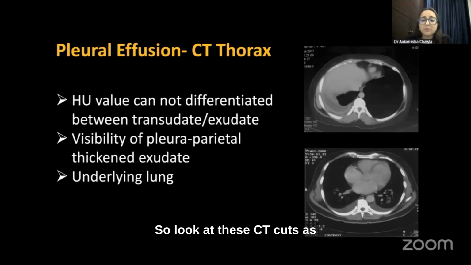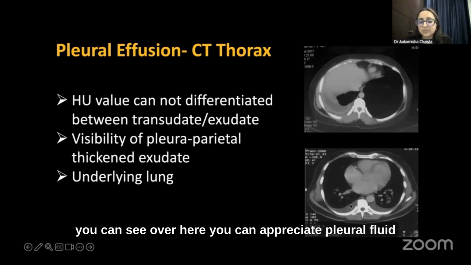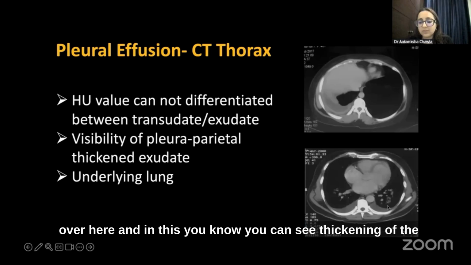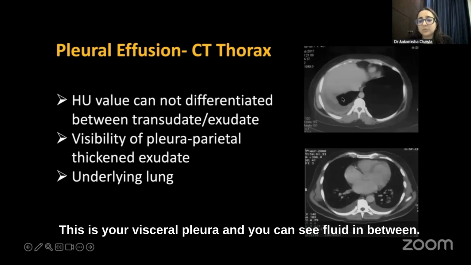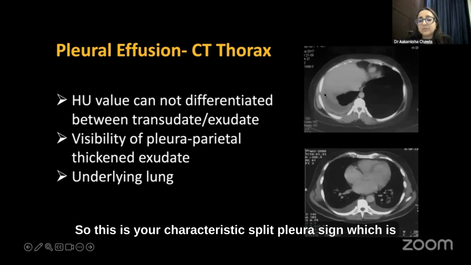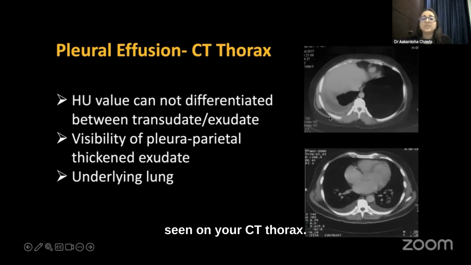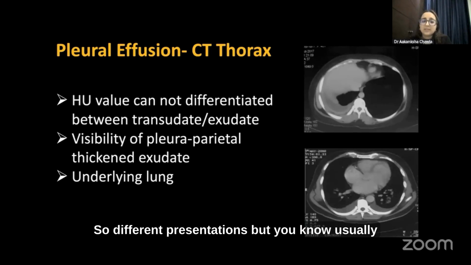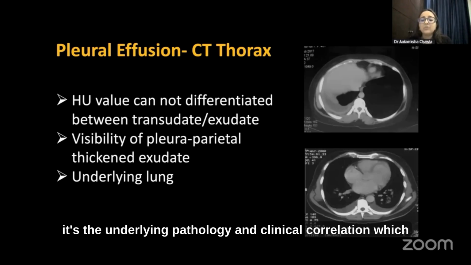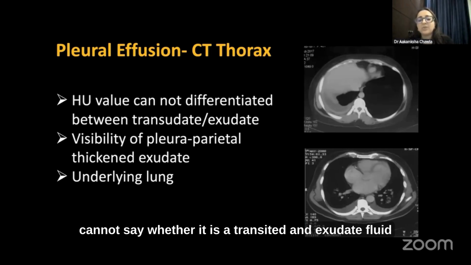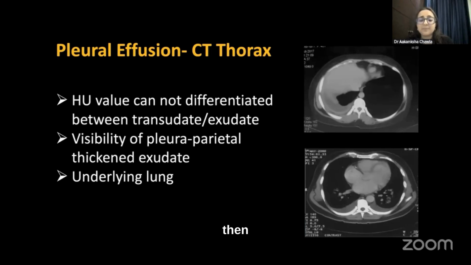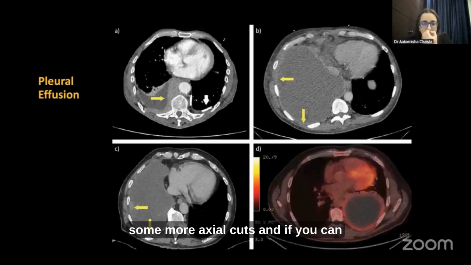So, look at these CT cuts. As you can see over here, you can appreciate pleural fluid. And in this, you can see thickening of the pleura on the CT. This is your parietal, this is your visceral pleura, and you can see fluid in between. So this is your characteristic split pleura sign, which is seen on your CT thorax. So, different presentations, but usually it's the underlying pathology and clinical correlation which can help you suspect the fluid being a transudate or an exudate. However, just based on CT, you cannot say whether it's a transudate or an exudate fluid.